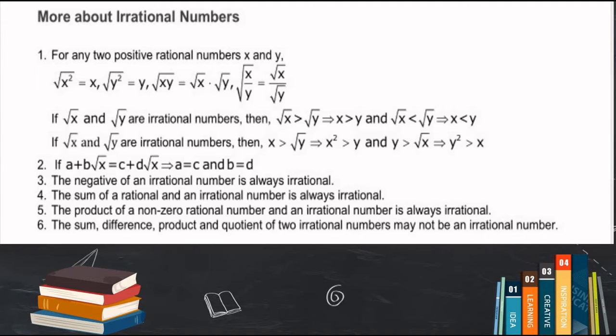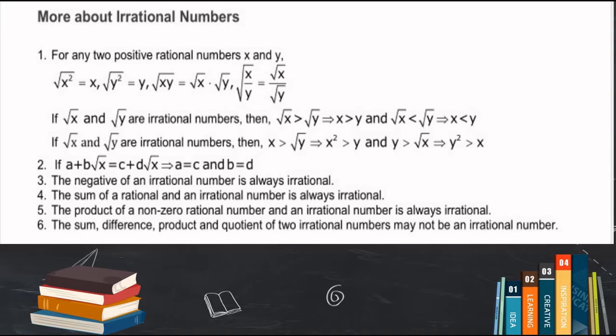The second point is if a plus b root x is equal to c plus d root x, then a is equal to c and b is equal to d. The third point is the negative of an irrational number is always irrational. The fourth point is the sum of a rational and an irrational number is always irrational. The fifth point is the product of a non-zero rational number and an irrational number is always irrational.